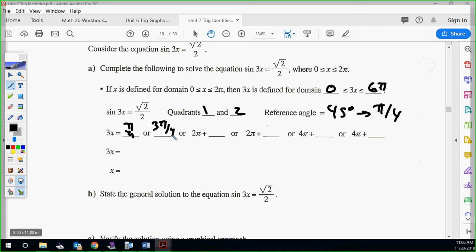So 2 pi plus that to get that first new section. Yeah, they just wrote pi over 4, 3 pi over 4. Okay, so they're just kind of proving the point here.